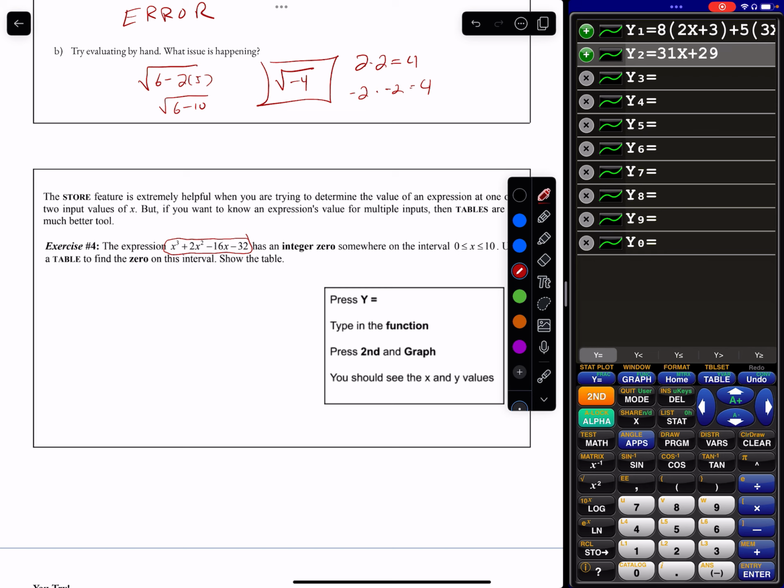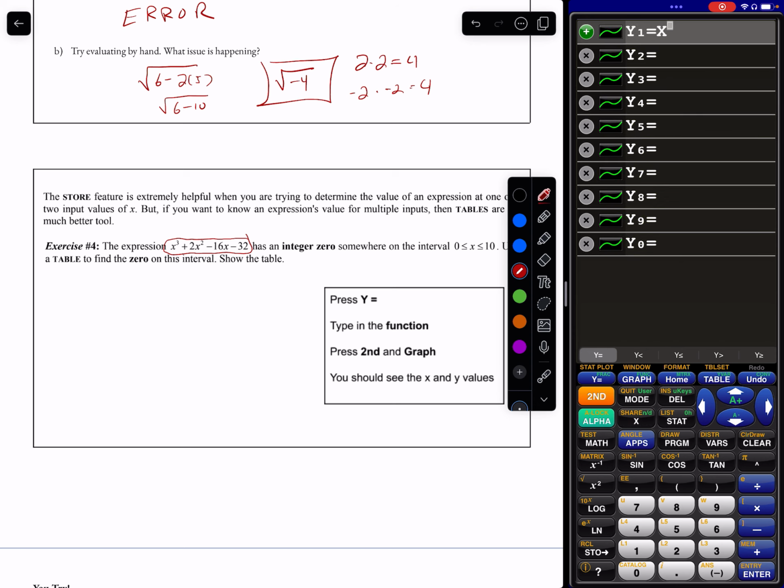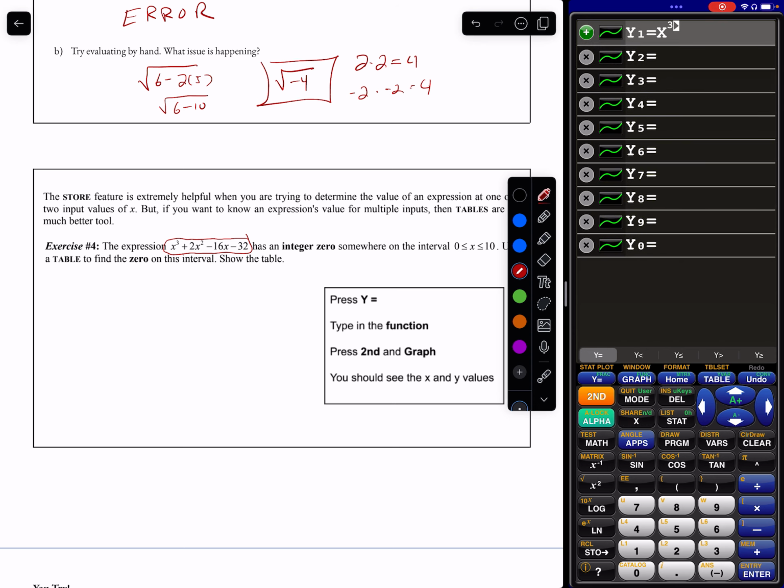So now if I go back up here and just enter the function into y equals. So I've got y equals x raised to the third power. Don't forget to move your cursor to the right if your cursor moves up. And then I've got plus 2x squared. And then I've got minus 16x. And then I've got minus 32.